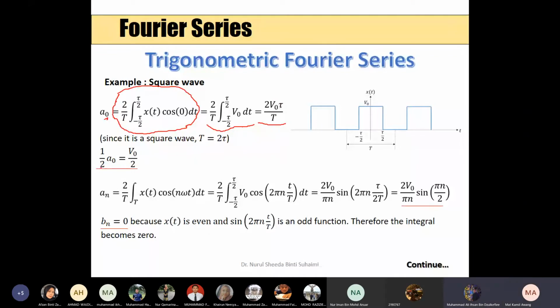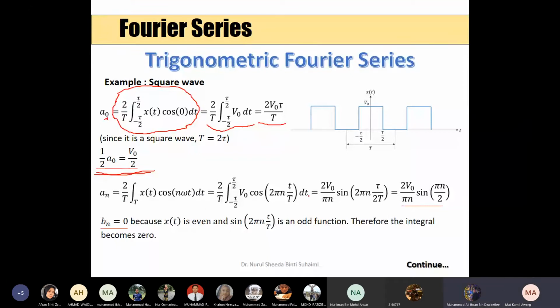So you get half A naught is equal to V naught over 2. This is the A naught. Half A naught, V naught. Then you need to find the terms for the others. For An, equal to 2 over T, integration over T of x(t) cosine n omega t dt. So you have to find this.